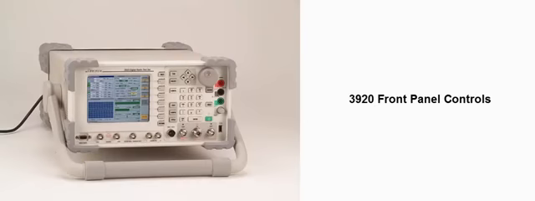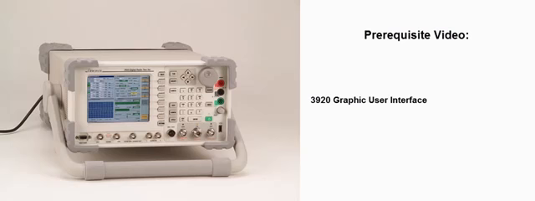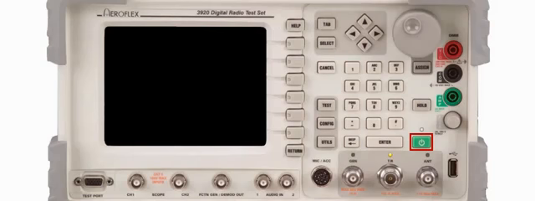This video demonstrates the use and operation of the Aeroflex 3920 digital radio test set controls and indicators. The 3920 is powered on and powered off using the green power button.